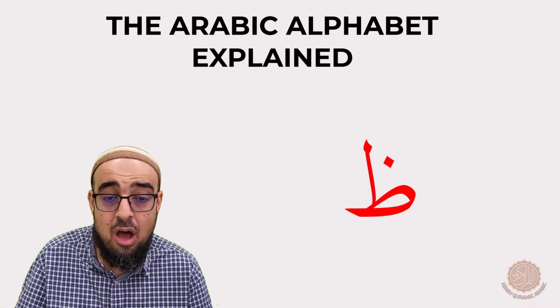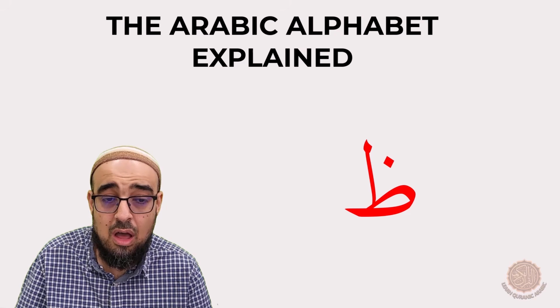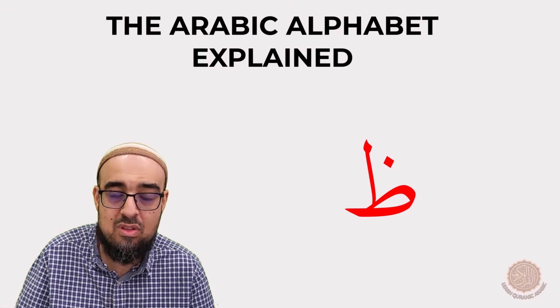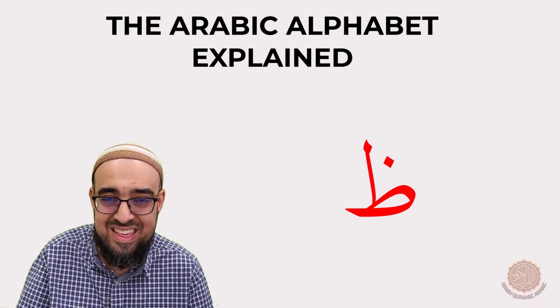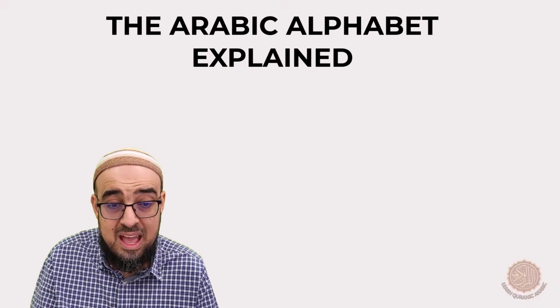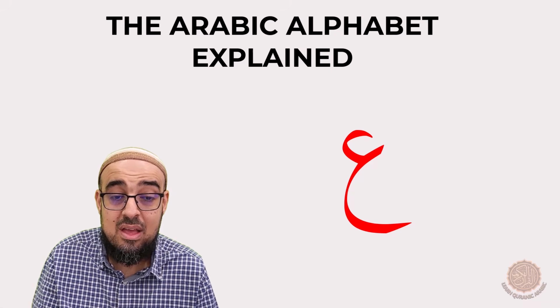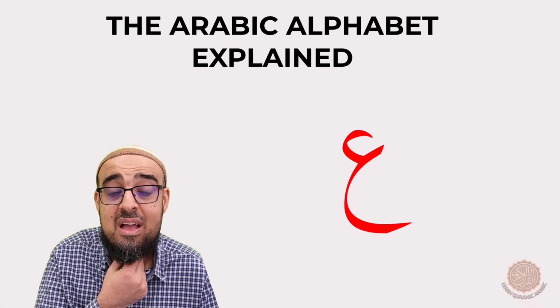And then va, it's a deep sound. It's deeper, and same thing, the tongue goes more to the back. Next is ain. That's a deep throat sound. It's not found in English.